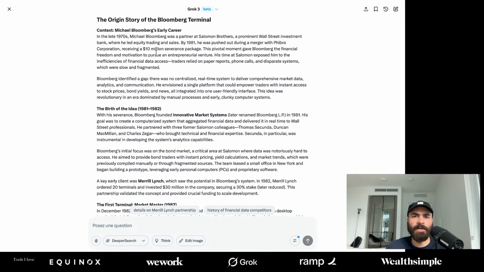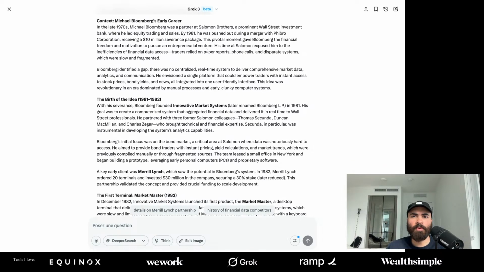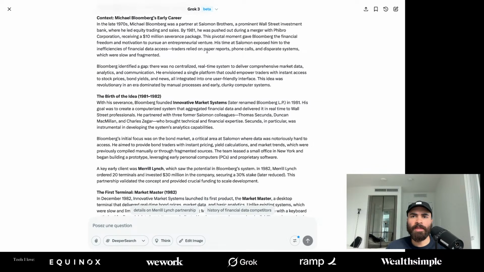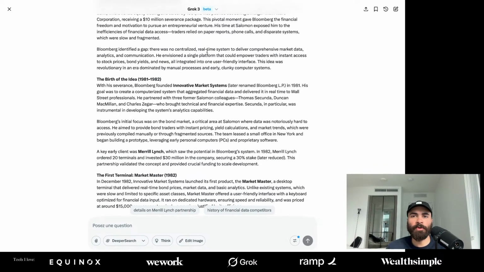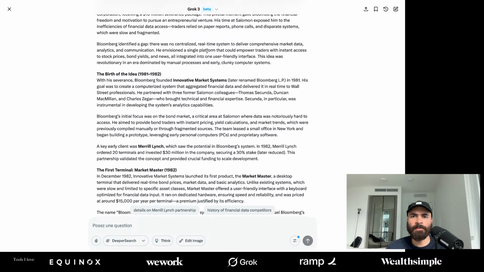In the late 70s, Michael Bloomberg was a partner at Salomon Brothers, a prominent Wall Street investment bank where he led equity trading and sales. By 81, he was pushed out during a merger with Phibro Corporation, receiving a 10 million severance package. This pivotal moment gave Bloomberg, the person, the financial freedom and motivation to pursue an entrepreneurial venture. His time at Salomon exposed him to the inefficiencies of financial data access.